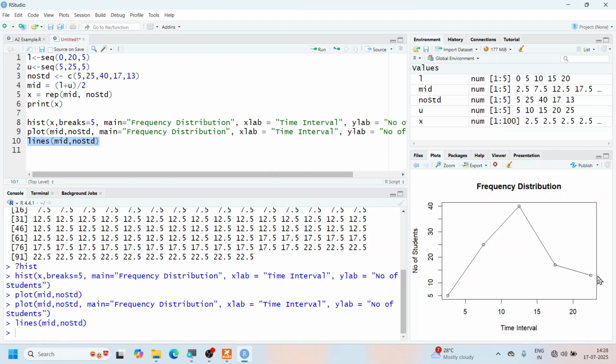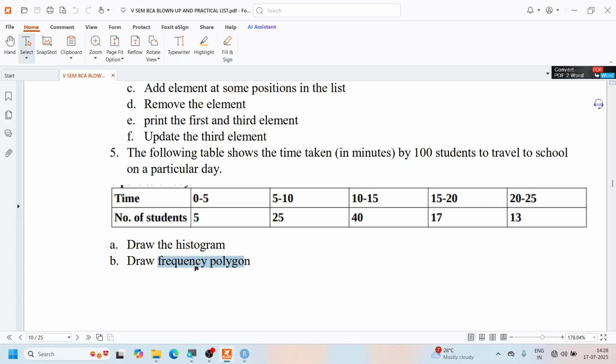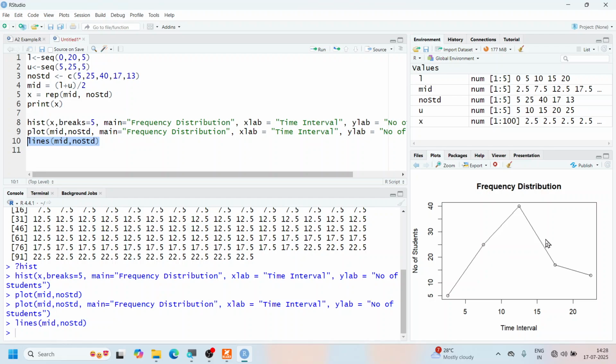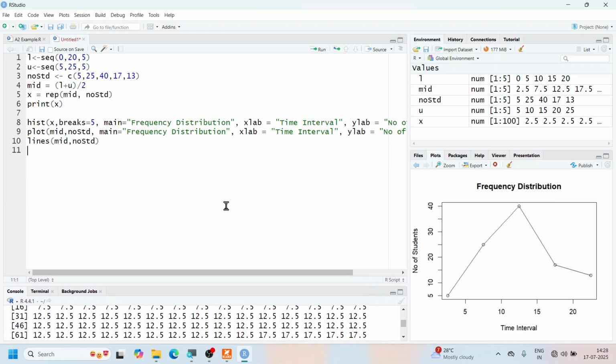So this is your frequency polygon that you have drawn. So this is what you are supposed to do in this particular exercise.